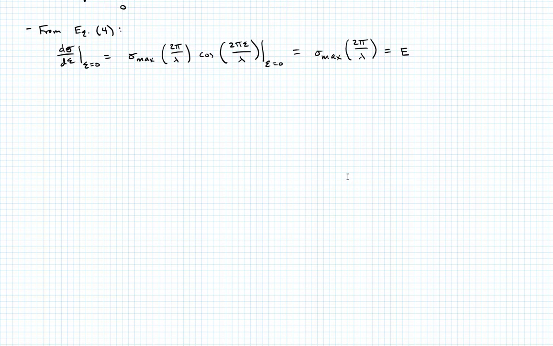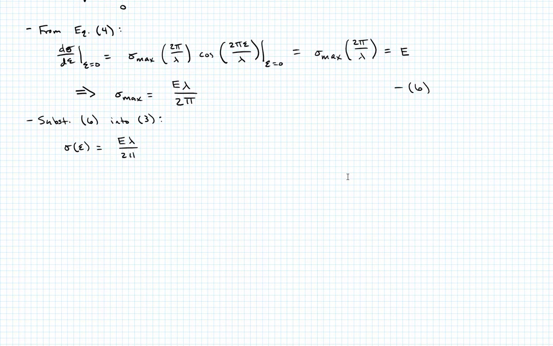So we can go ahead now and solve for sigma max. Find that sigma max is equal to E lambda over 2 pi, right? And you're probably thinking, well, that's not very helpful because I don't know what lambda is yet. So now let me substitute equation 6 into equation 3, which lets me now write the variation of stress with strain as follows. We say that sigma of epsilon is equal to now this E lambda over 2 pi times the sine of 2 pi epsilon over lambda. Okay, let's call this equation 7. So now I'm going to substitute equation 7 into equation 5 and do the integral.